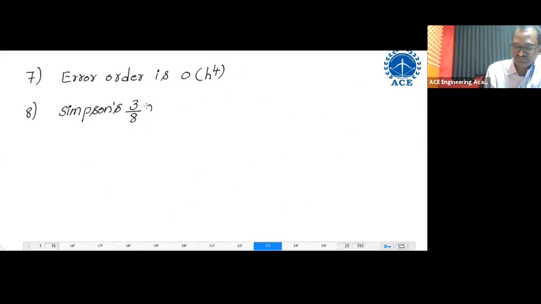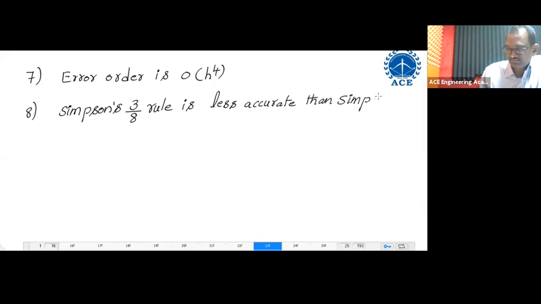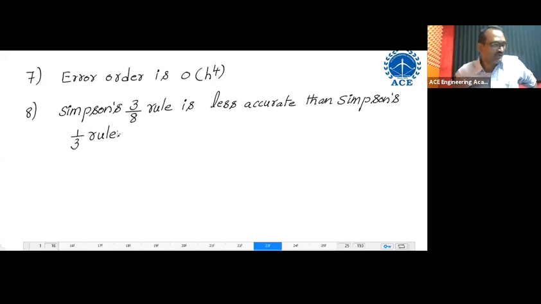That means Simpson's 3/8 rule is less accurate than Simpson's 1/3 rule. Now we do problems.